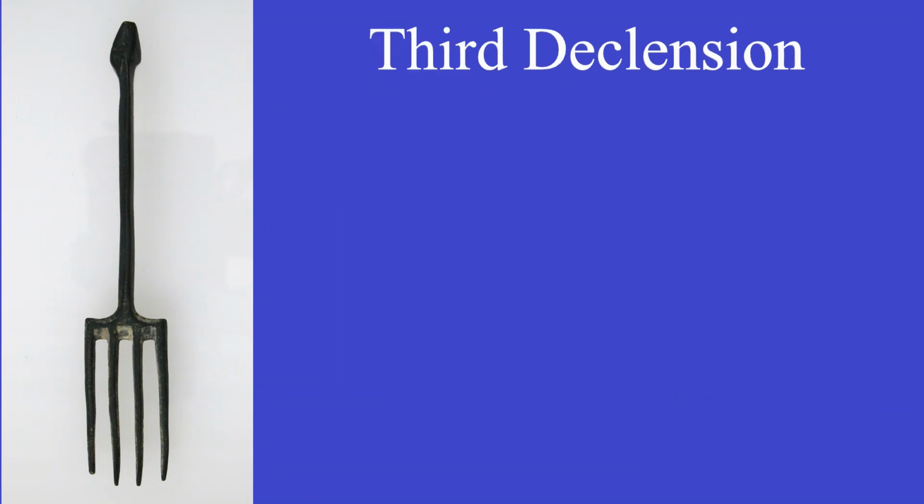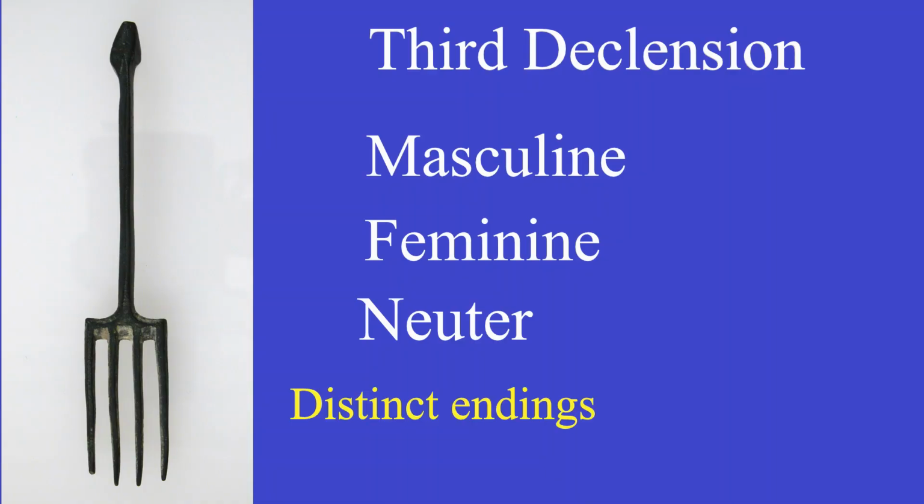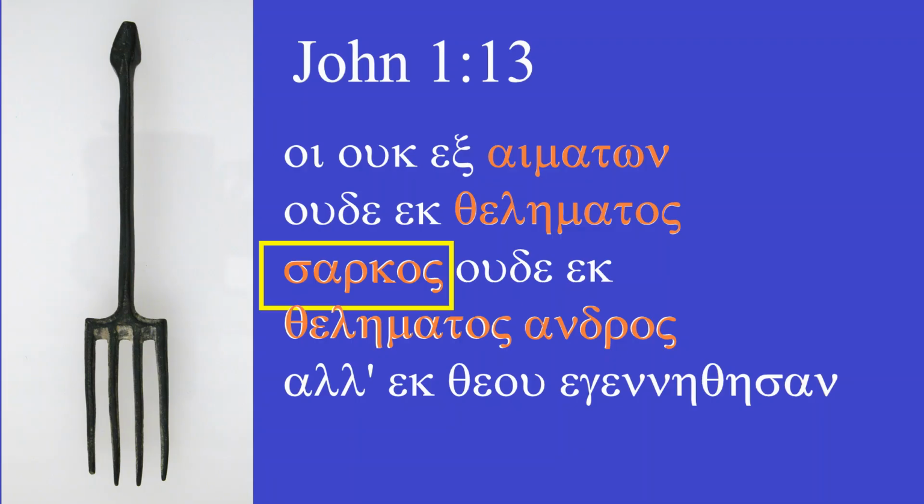The third declension has masculine, feminine, and neuter nouns that are different from the common patterns of the first and second declension. The third declension deviates from the standard endings in the first and second declension, but there nevertheless is a pattern here. Let's return to John 1:13 and highlight those third declension nouns. Let's start with sarkos, meaning flesh or body.